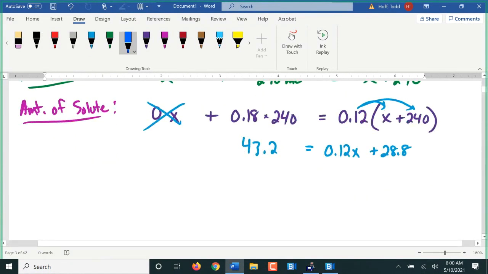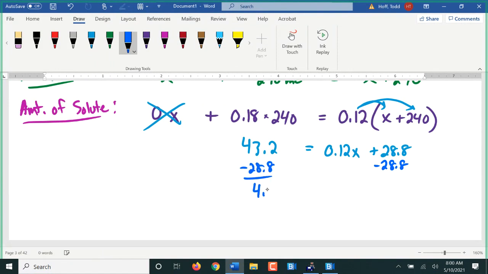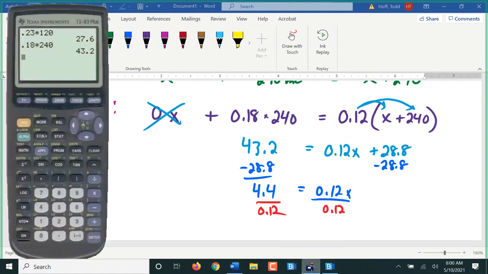And now we just solve the equation. 28.8, 43.2, 0.12x, is that correct? I think so. And we divide by 0.12. 36.66666.